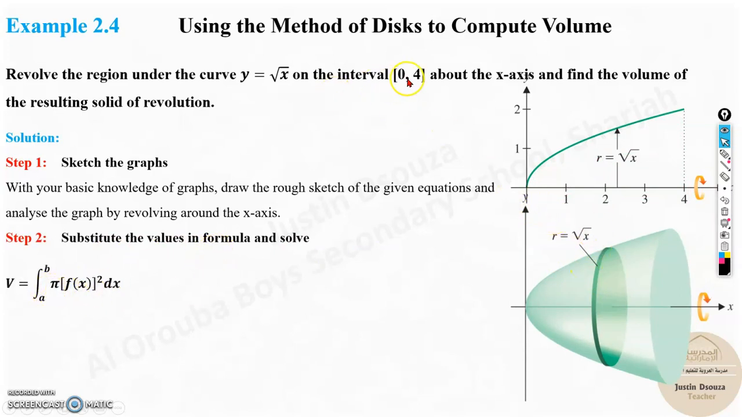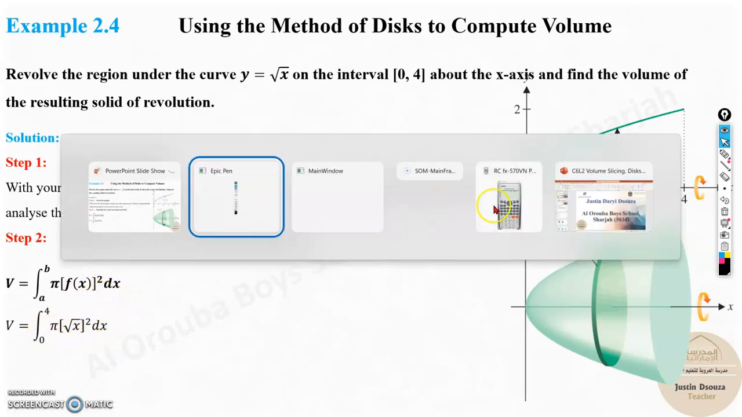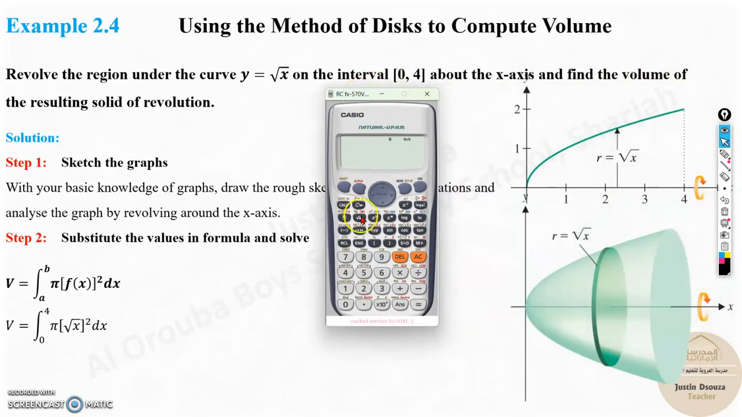But what is the limit? It's given 0 to 4. So a is 0, the smaller value. B is 4, the bigger value. Pi is constant in the formula. F of x means the function, that is root x, the whole square dx. Now, you can solve it using the formula or you can just use the calculator.